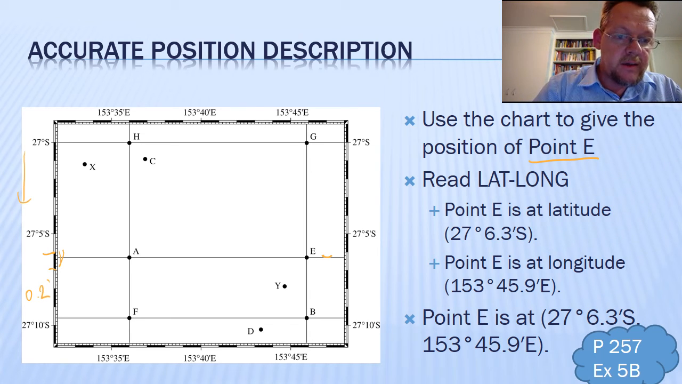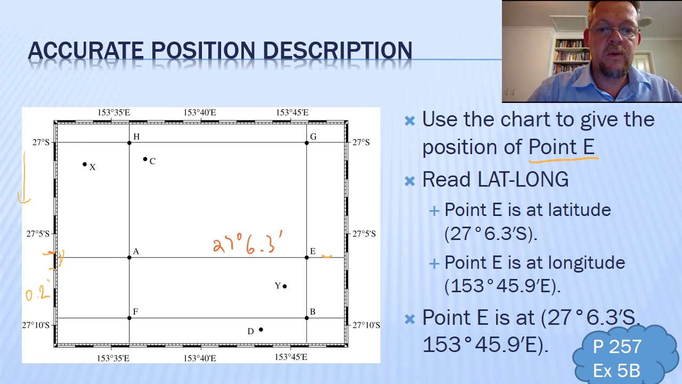So I'm counting, I can see 1, and we're halfway through the next one. So the reading for point E so far is 27 degrees, and then it's at 6 minutes because we're there, and then we're going to go 0.3 minutes. So 27 degrees at 6.3 minutes, and that's south. And then we need to read across. So if we read across, there's 153 degrees and 4.5 east. There's 153 degrees and 4.6 east.